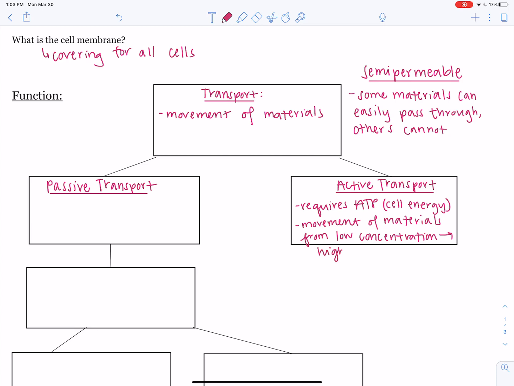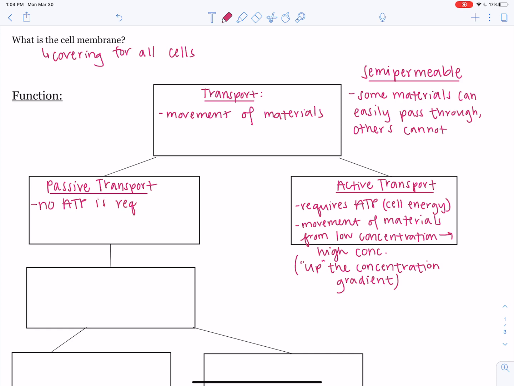And so we describe it as being up the concentration gradient. So concentration gradient meaning difference in concentrations, up meaning you're going from low to high. And so this is going to require ATP, right? It's just like if you push a ball up a hill, you're going to need a lot of ATP or a lot of energy. And so active transport is going to require energy. Passive transport's different because no ATP is required.